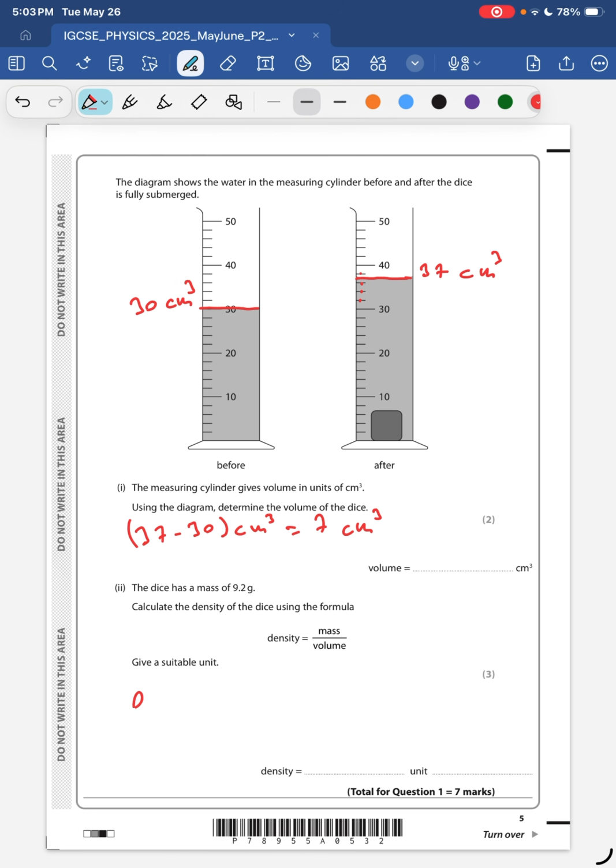So I'm going to call it rho, which is known as the density. So 9.2 over 7 grams per cubic centimeter. So this is 1.31 grams per cubic centimeter.